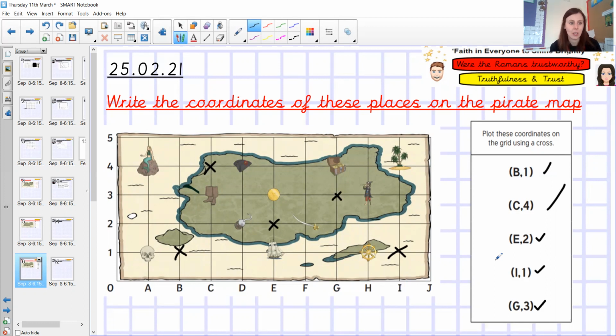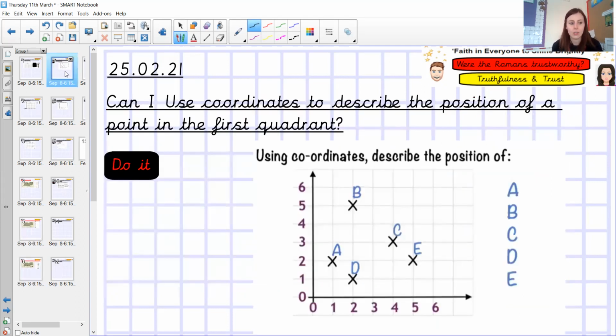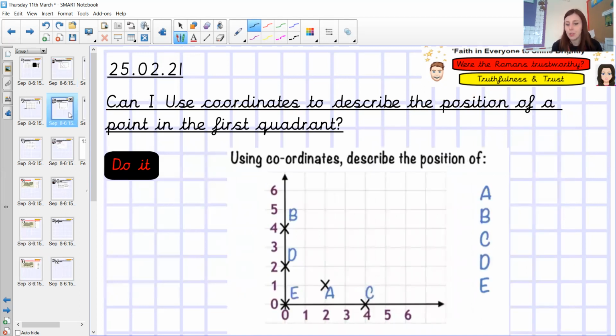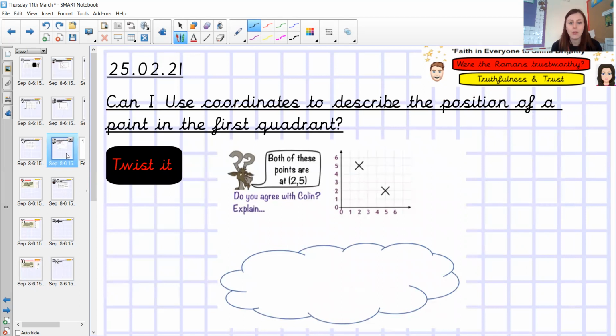Fantastic. Excellent. Okay, so I think you're well equipped now to have a go at today's work, which is a couple of do it, a twist it and a secure it. Here is our do it: using the coordinates, describe the position of A, B, C, D and E. Then there's another one: using the coordinates, describe the position again of A, B, C, D and E. Then our twist it for today is: both of these points are at 2, 5. Do you agree with Colin? And explain your answer.